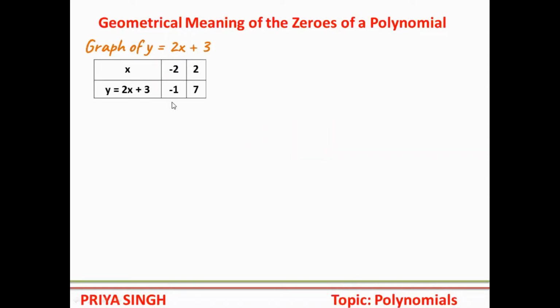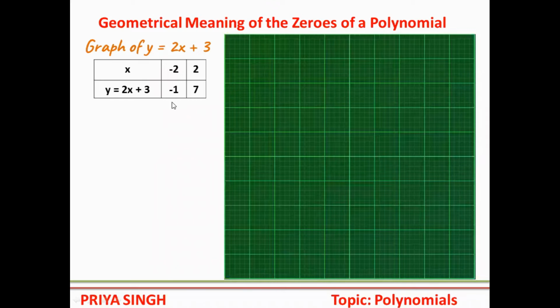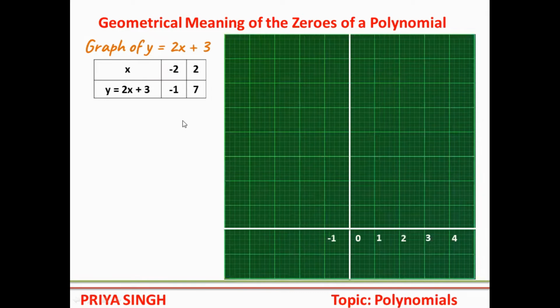Now let us draw the graph for this. I have taken one graph. I have plotted the y-axis, then drawn the x-axis. Now my next task is to mark the points. So here are my points. So the positive x-axis, negative x-axis, negative y-axis and positive y-axis. Now my first point is (-2, -1). Let us mark it. Yes, can you see my first point is here, (-2, -1).